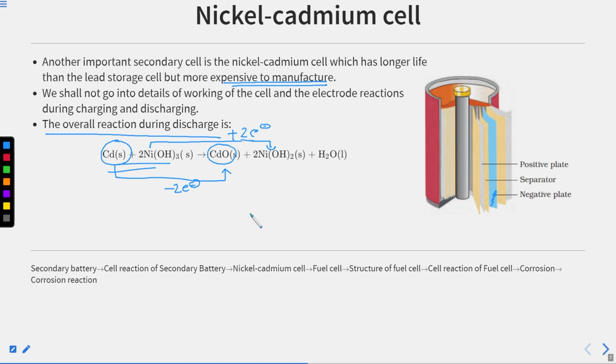So if you try to imagine it, the plate which is giving electrons is our cadmium, and the other is our nickel, which is NiOOH. So it is used in the form of hydroxides. It is also present in solid form. Okay, so this is another example of a nickel cadmium cell. You should remember this cell reaction. This can be of significance to you. The rest of its working is not that important, because it is not in your syllabus. So this is our nickel cadmium cell.